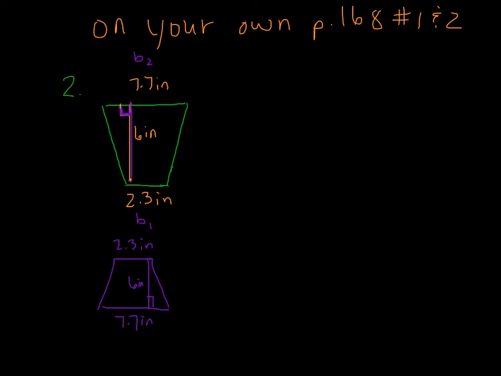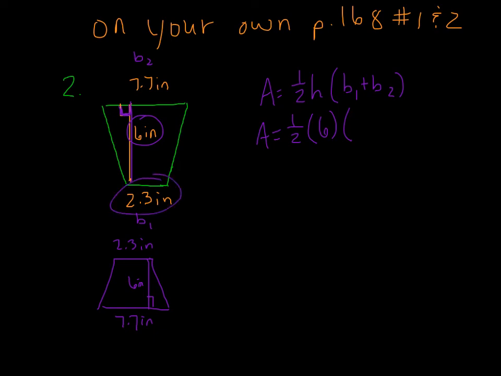Alright, so let's start with our first A. We get 1/2 h times b1 plus b2, base 1 plus base 2. Our next one, we're filling in blanks. Our height is 6 inches. Our base 1 is 2 and 3 tenths, 2.3. And our base 2 is 7 and 7 tenths, or 7.7. Now again, I'm going to show you how to do this. I'm going to erase this so I have some room.